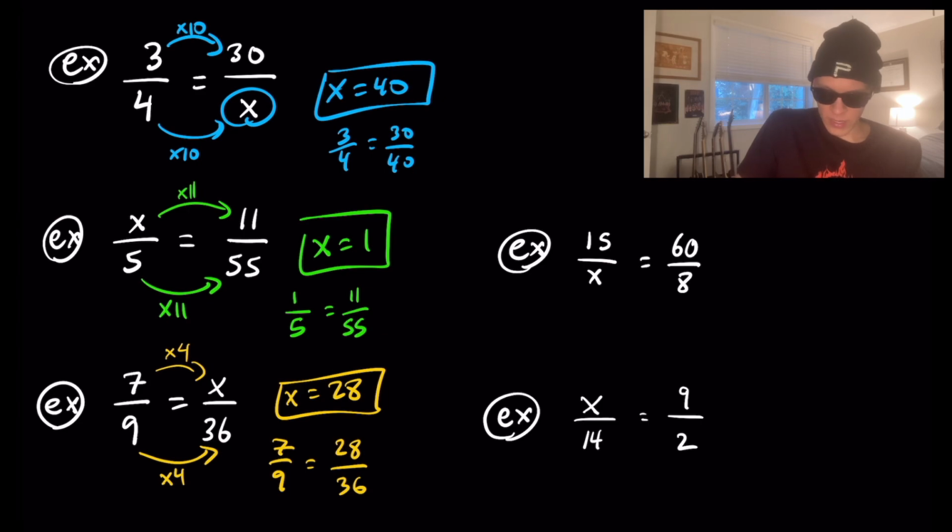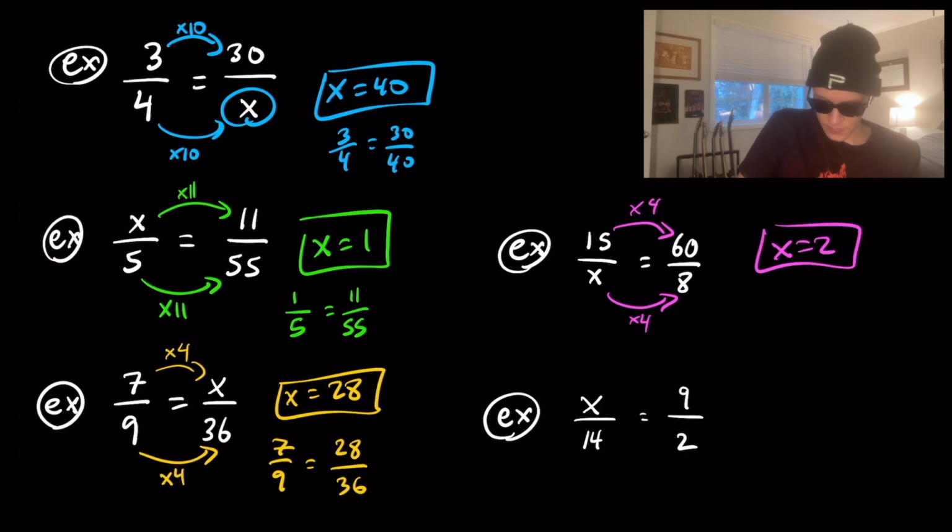All right, 15 over x is equal to 60 over 8. So we can find the relationship between the numerators. So 15 times what is 60? That's going to be 4. So that means I'm going to multiply that x by 4 to get 8. So what number times 4 is 8? That's going to be 2. So I'll have 15 over 2 is equal to 60 over 8. Again, these are equivalent to each other.